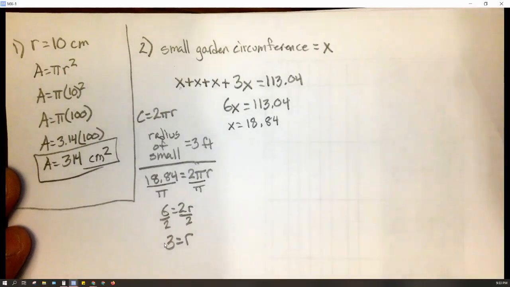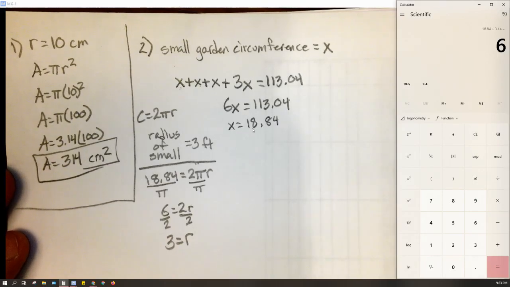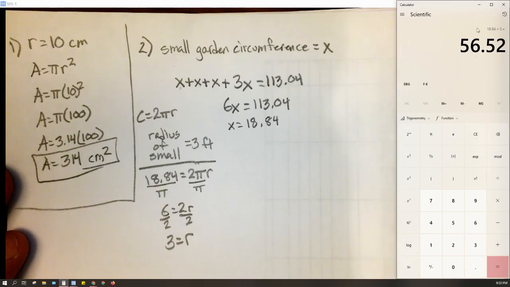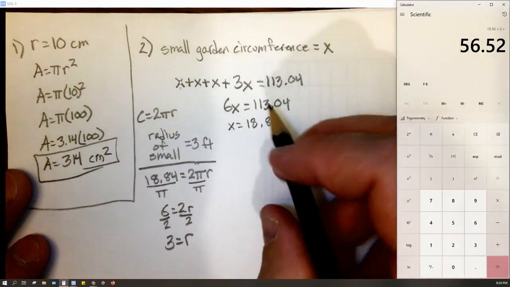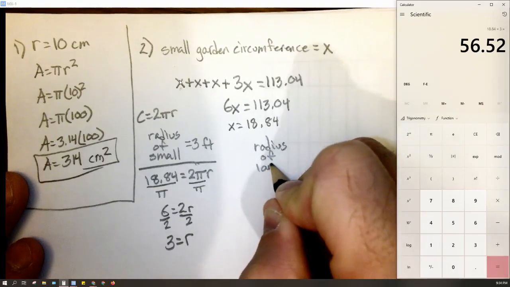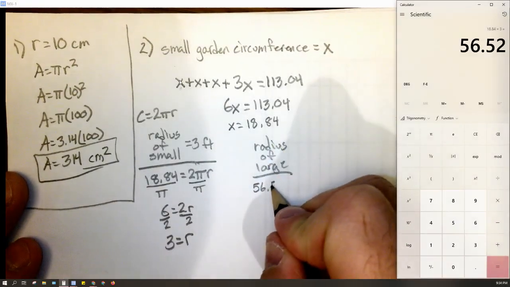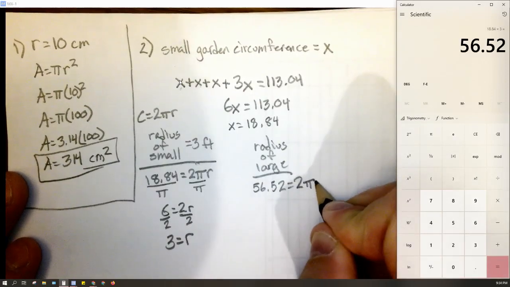If you want me to write out the long way, that's no problem. The large garden has 3 times the circumference of the small one. So the large strawberry garden is going to be 18.84 times 3. Remember, the circumference of the strawberry garden is 3 times the circumference of one of the small ones, because the strawberry garden is all 3 of these put together. So if I said, what's the radius of the large garden? The circumference of the large garden is 56.52, and that equals 2 times pi times the radius.